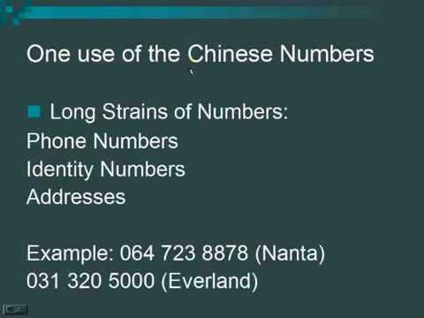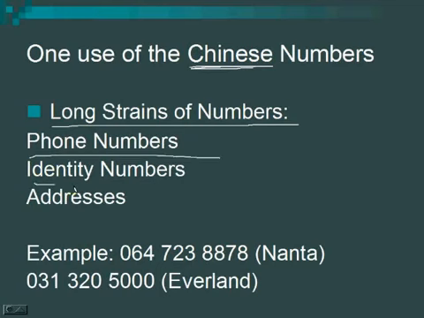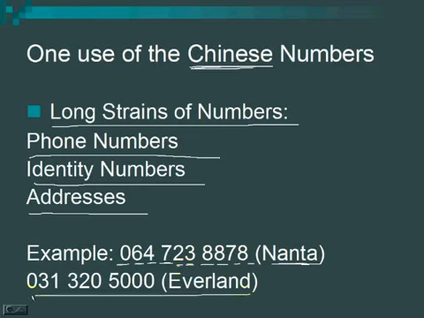Next thing I want to talk about is one use of the Chinese numbers. 1, 2, 3. That's long strings of numbers. Phone numbers, identity numbers, addresses. For example, Nanta Theater, here's their number: 064 723 8878. Everland, here's their number. 031, sorry, that's not it, 031 320 5000.